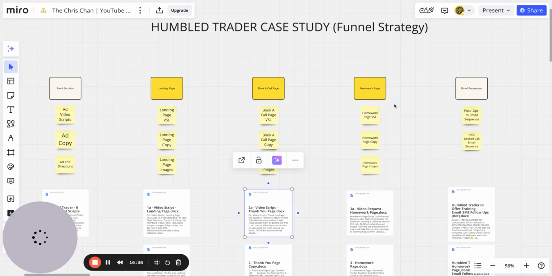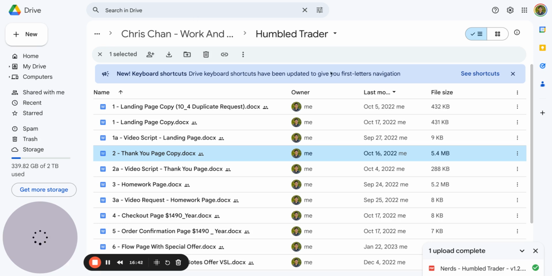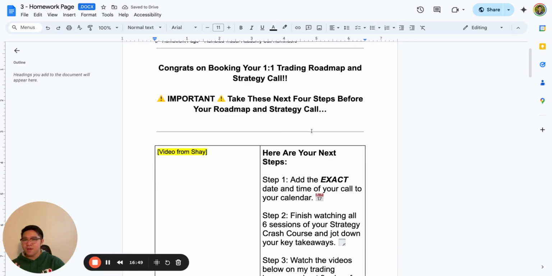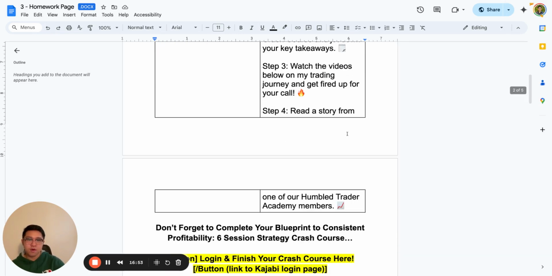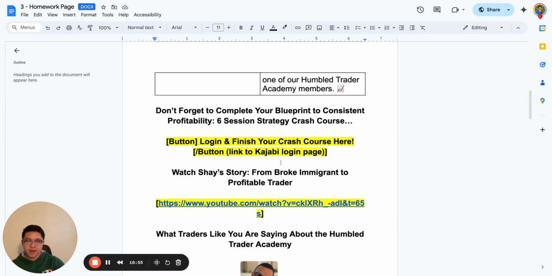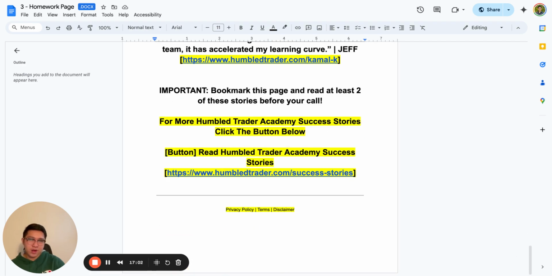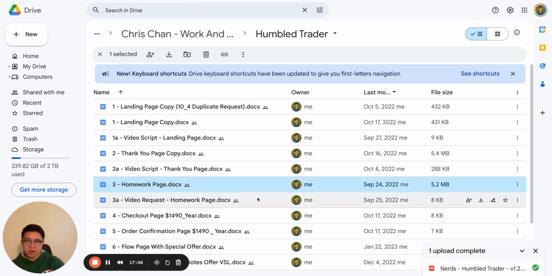Then after that, if you can see here, we went to the homework page. So homework page VSL, homework page copy, homework page images, etc. We covered the whole funnel as well, the funnel builds. And so here: congrats, important steps. Here's exactly what your steps look like. Video, of course, step 1, 2, 3, 4. Don't forget to finish this, whatever it is. And we also loaded in, I believe, some of Shay's best performing YouTube videos as well, which really, really helped a lot.